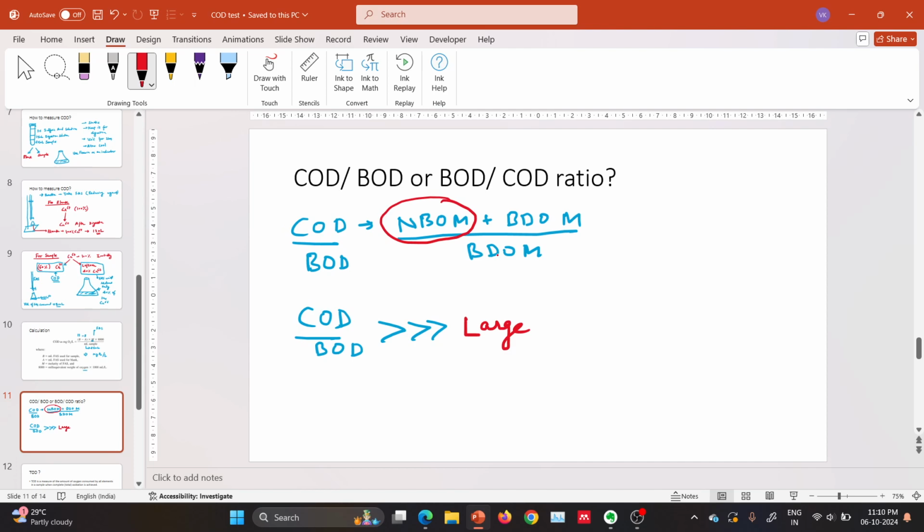If non-biodegradable organic content is more, then it cannot be treated biologically. Then this wastewater cannot be treated biologically. So this ratio tells us this thing.